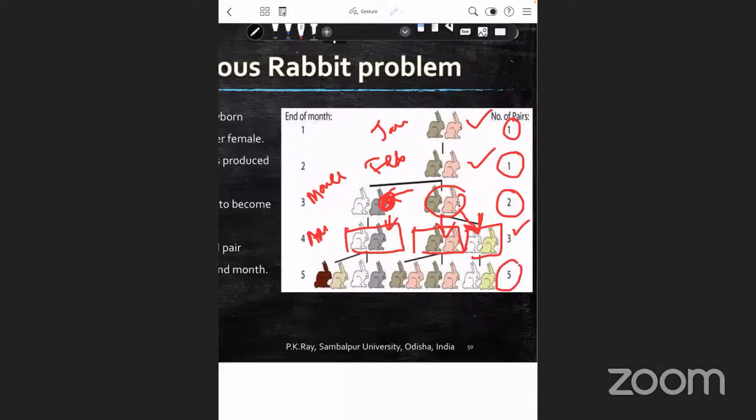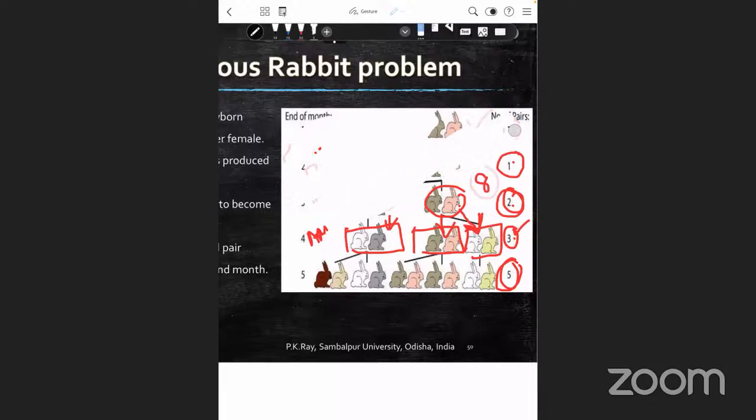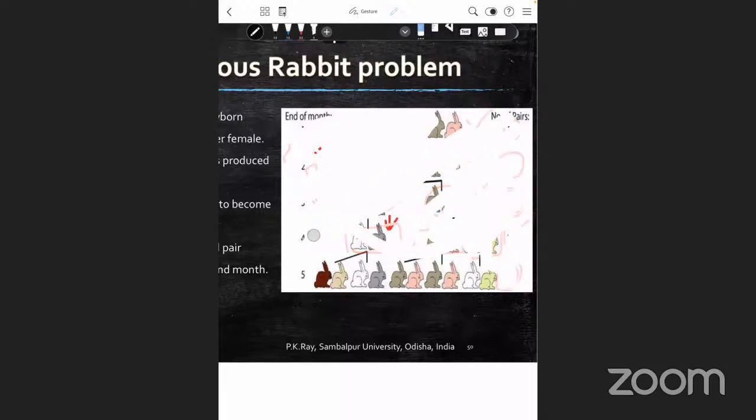So how are we getting this? In the first month, we are getting 1. In the second month, we are getting 1. But from the third month onward, we are getting the sum of the previous 2 terms, that is 2. 2 plus 1 is 3. 3 plus 2 is 5. So in the month of June, how many will we get? 5 plus 3, that becomes 8. So this is actually the Fibonacci number.